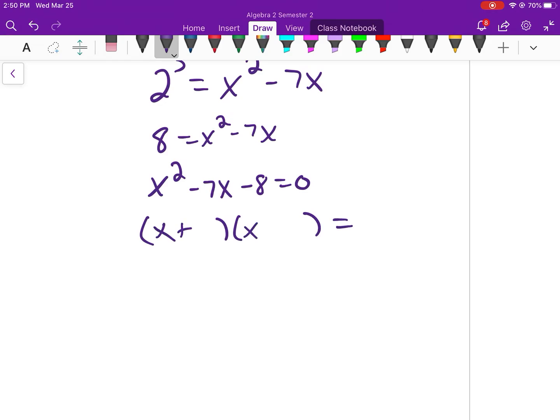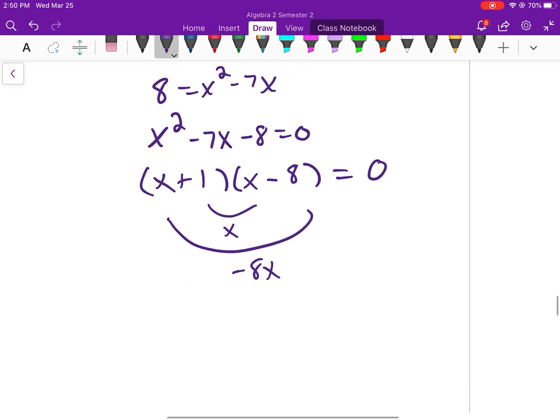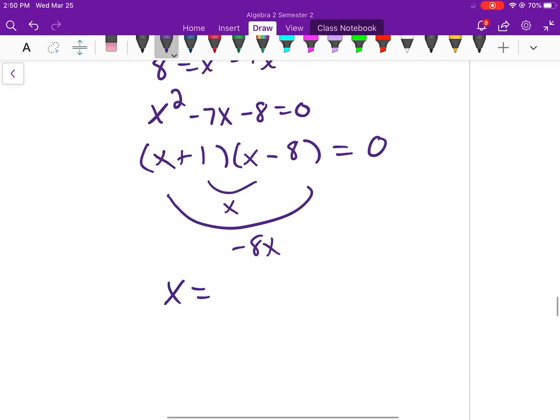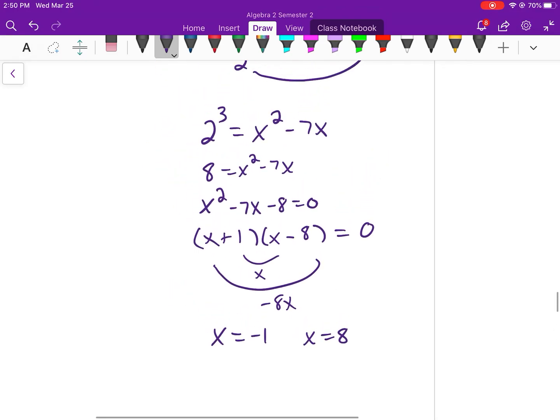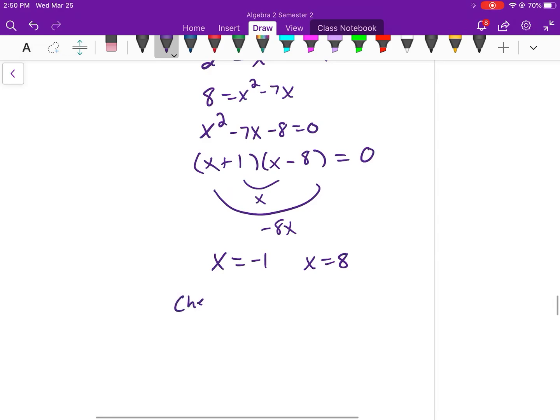This does factor into x. I notice my signs are positive since the signs are both negative, and I need the negative 7x, so I'm going to say negative 8 plus 1. Doing your quick check, outside, inside, negative 8x, x, combined to get your linear term, which would be negative 7x. So we got answers of x is equal to negative 1 and x is equal to 8. Now, checking our answers.